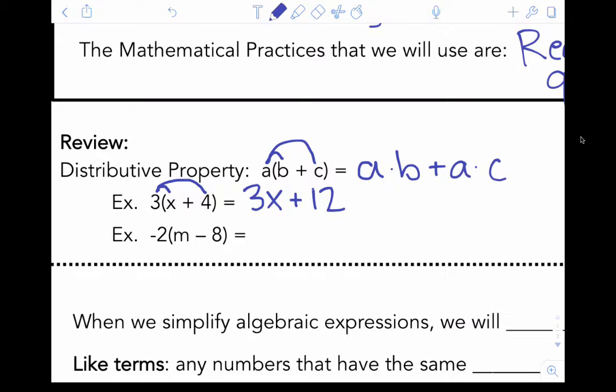We're going to do the same thing with the next one, except we have some negatives to pay attention to. So we're going to distribute that -2. So I have -2 times m, that's -2m. And then a -2 times -8, which is positive 16. And so that is that one.